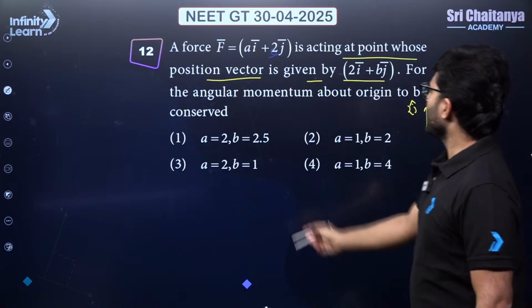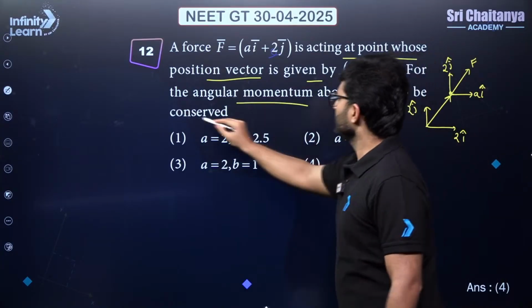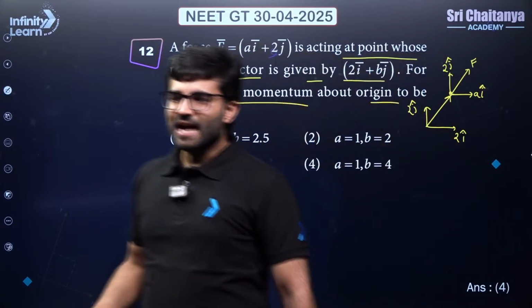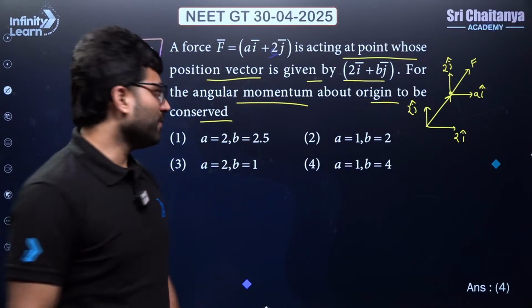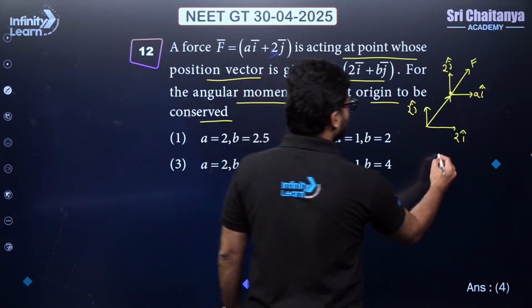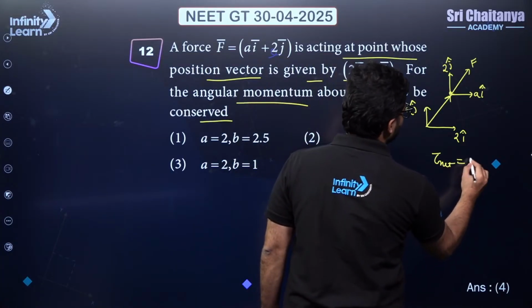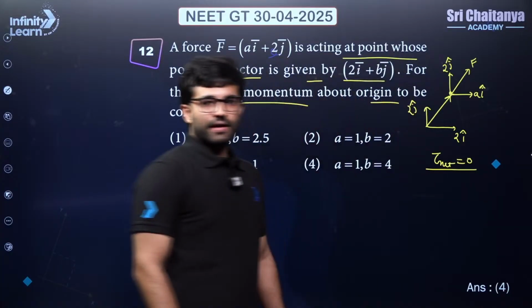Now they are saying that the angular momentum about the origin is to be conserved. When is the angular momentum conserved? When the net torque acting on that point is 0, right? This is the concept. The net torque has to be 0, then only we can conserve the angular momentum. And what is net torque?